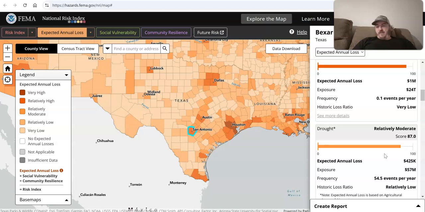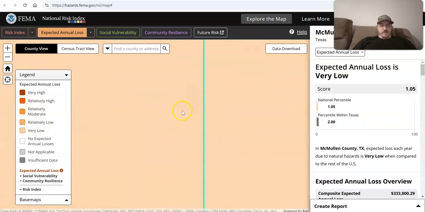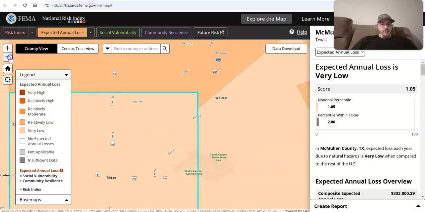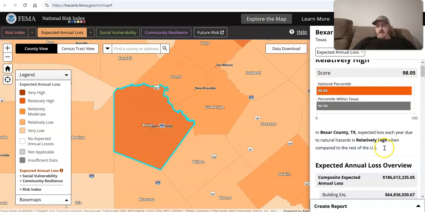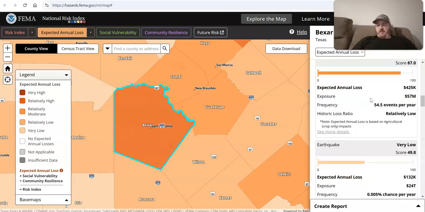I know Southern California has a lot of different types of risks, and we'll look at that one in a minute. But I just want to show you a couple others. So, like, you can see San Antonio is pretty dark, right? It shows up as, I think it is. Oh, okay. Man, this is pretty sensitive. So let's click Bexar County again. I think that is showing up as relatively high, right? Yeah, relatively high.